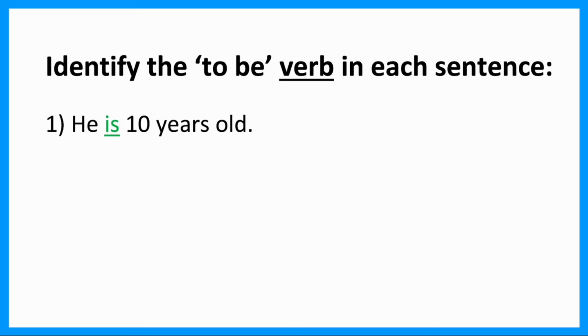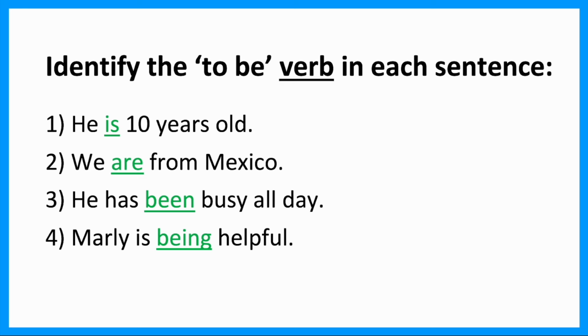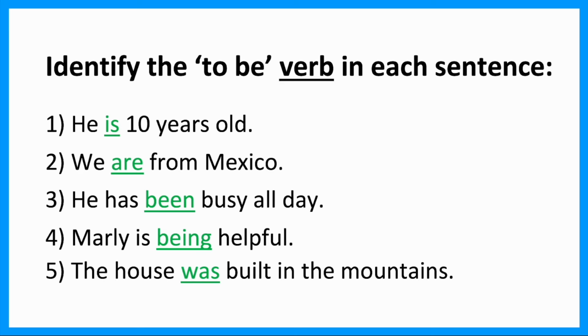He is 10 years old. In this sentence, the word is is the to be verb. We are from Mexico. Are is the to be verb. He has been busy all day. Been is the to be verb. Marley is being helpful. Being is the to be verb. The house was built in the mountains. Was is the to be verb.